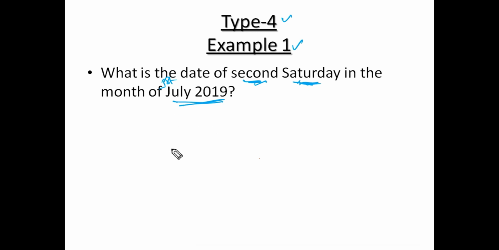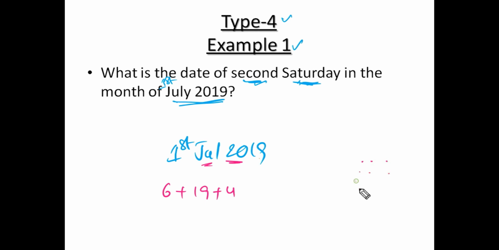So first, find the actual day for 1st July 2019. 20th century, 6. How many years? 19. Leap years in 19 years are? 4. Then January, February, March, April, May, June, July. For July, it is 0. How is it 0? 1, 4, 4, 144, 12 square, 5 square, 6 square, nothing but 0, 2, 0, 3, 6. So 0.